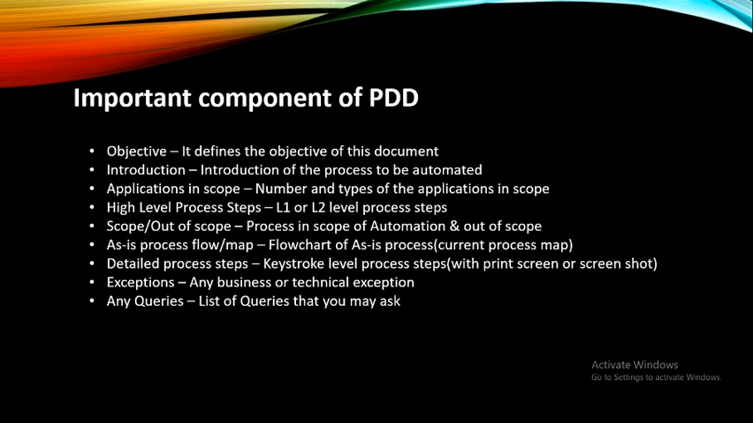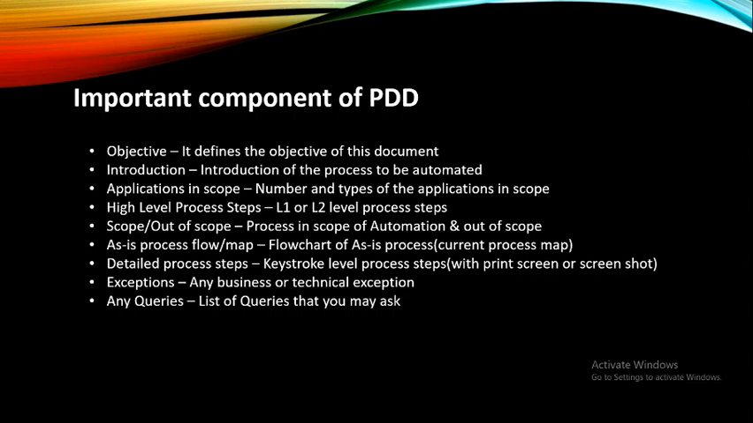The first part is the objective. It defines the objective of this document, that is, why this PDD is important. The second one is the introduction. This usually defines the process. It is a one or two paragraph introduction of the process: what that process is, what kind of business it is, and so on. And the third one is application in scope.